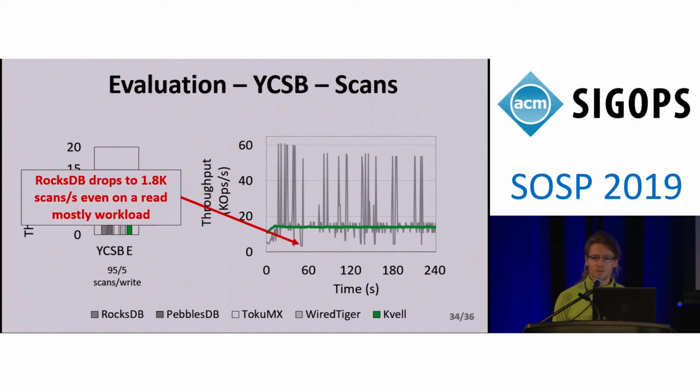Actually, the performance of RocksDB drops to less than 2,000 scans per second, even though the YCSB-E workload is a read-mostly workload. It does 95% scans and only 5% writes. If you have SLA guarantees in your data centers, probably that's the number you care about. And in that context, KVell is actually a much better solution.